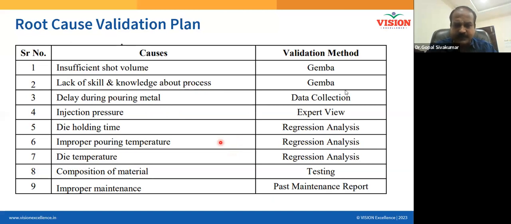And for certain factors, look here: die holding time, improper pouring time, and die temperature. All of these are really complex factors, and so regression analysis is recommended. Nothing but a hypothesis testing. And then for composition of material, the incoming raw material quality checking, third-party inspection is recommended. If there is a problem with the raw material composition coming from the material supplier, then that can lead to poor casting quality. So that is also tested. And finally, improper maintenance. For that, the maintenance report, how the team is actually doing the maintenance, the document is used as the validation method.